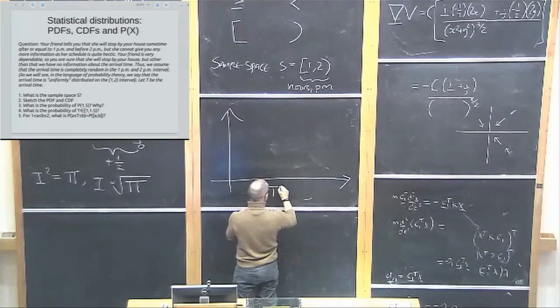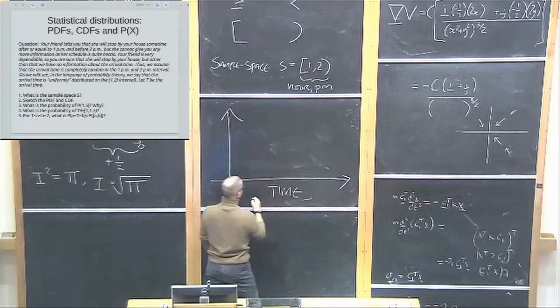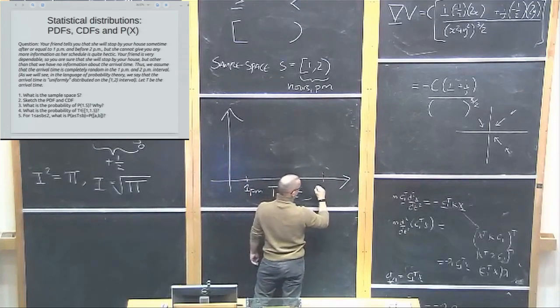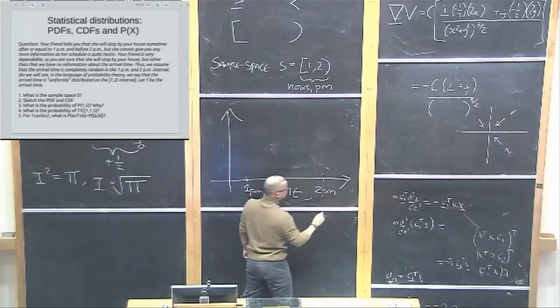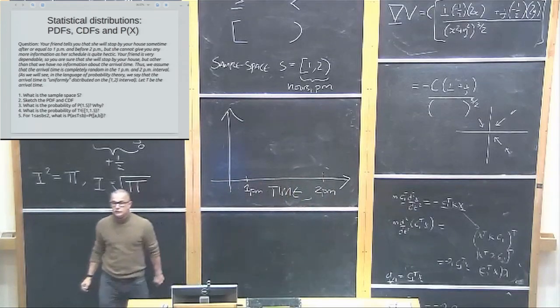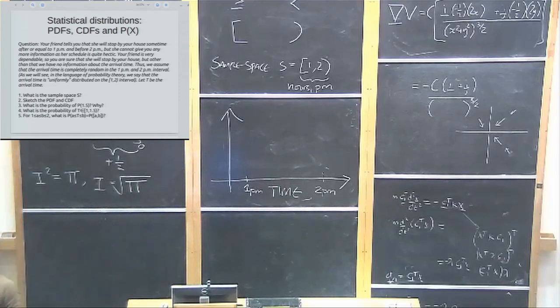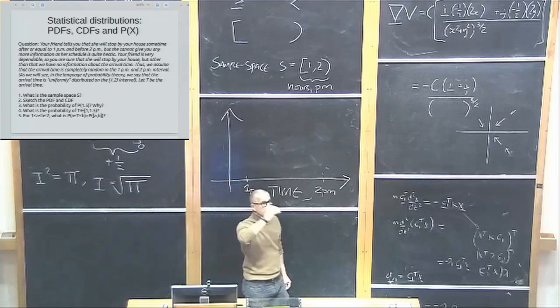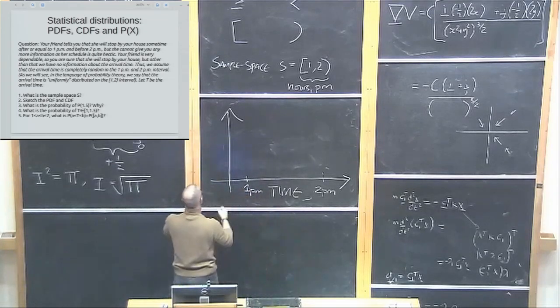Here on my x-axis I have time, and I'm going to have 1 p.m. here, and I'm going to have 2 p.m. here. And we know that this friend is going to arrive between 1 and 2 p.m., but we don't know anything else about the probability of her arriving in that interval, so we're going to assume that there's a flat probability distribution between the two.